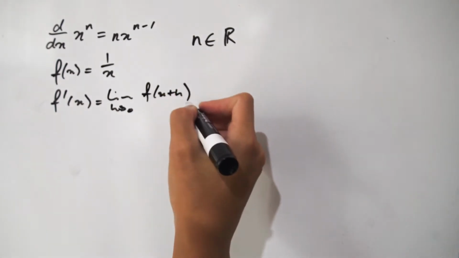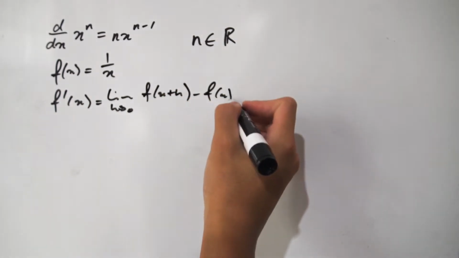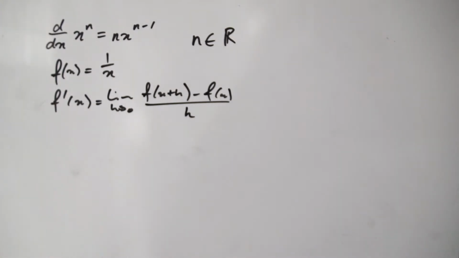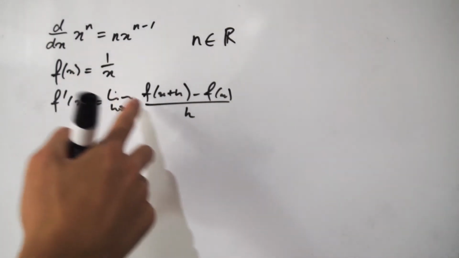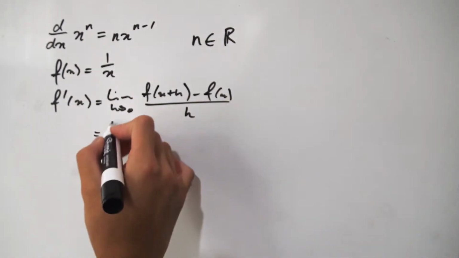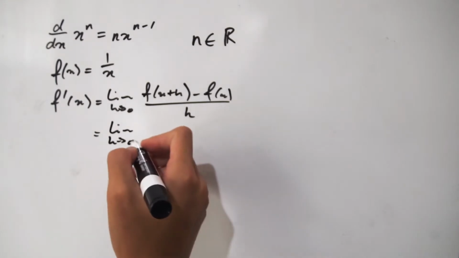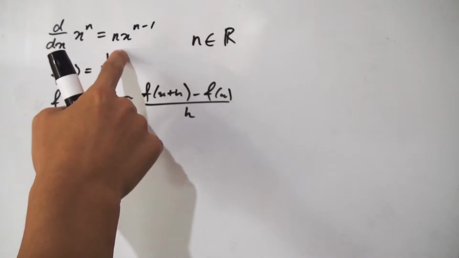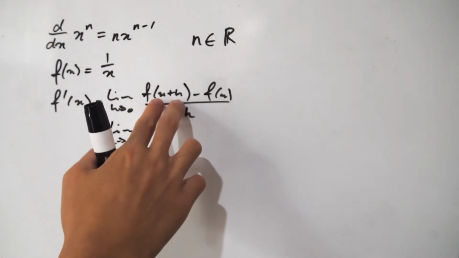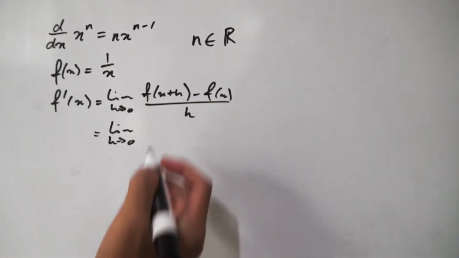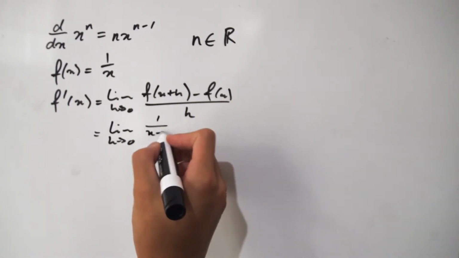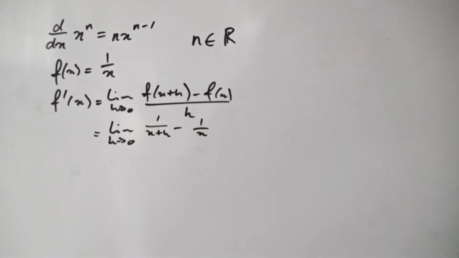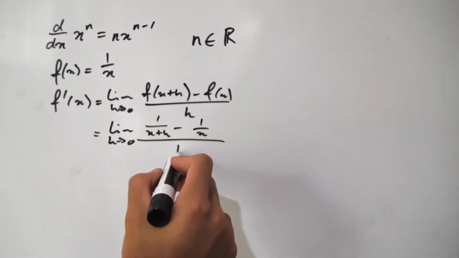the rise, which is the difference of our 2 points, over the run. So rise over run, that's gradient, which is pretty much the derivative. Alright, and just plugging this information into here, we're going to get the limit as h approaches 0, and now f of x, all we're doing to our input is just taking 1 over the input. So the input here is x plus h, so f of x plus h will just be 1 over x plus h.